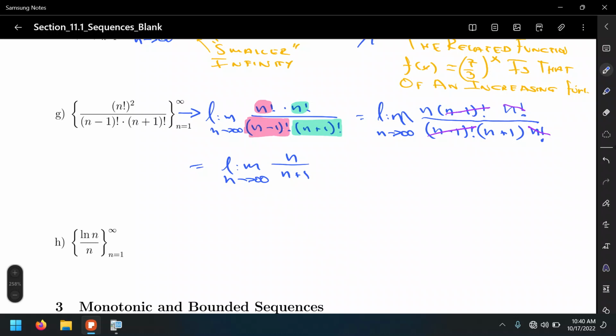Zero. Well, what do we have? Doesn't that look like polynomial over polynomial? And what are the degrees? What about the degrees of the polynomials? Don't they match? So we can go about the ratio of the leading coefficients, but these leading coefficients are invisible ones. 1 over 1, which is 1.